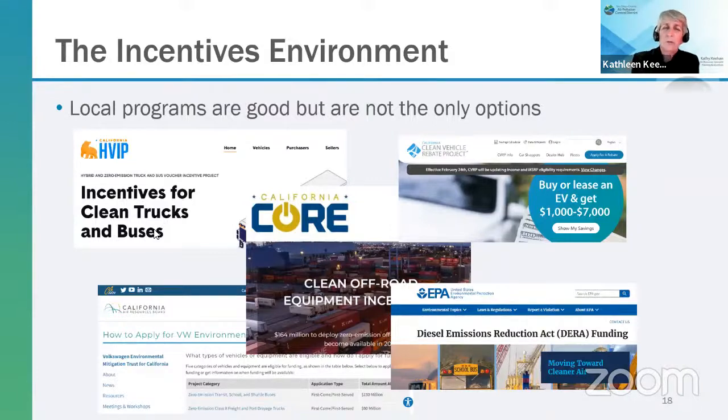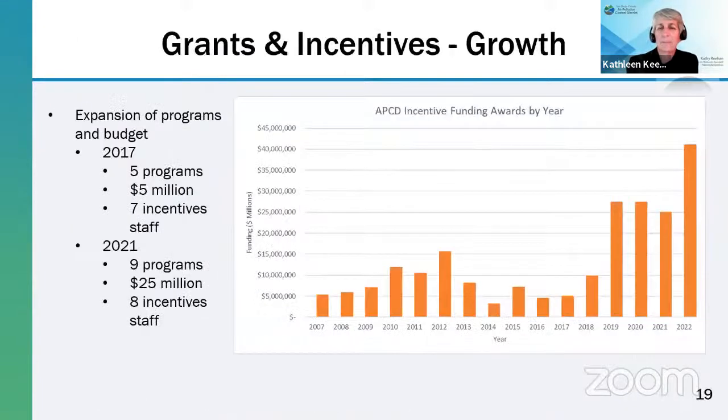The state regulatory environment also plays a role in incentive programs. As the state tightens regulatory controls on mobile sources, the definition of early and excess emission reductions will change, and this will impact our traditional incentive programs. We need to work with our partner air districts and CARB to ensure these programs will continue to serve our local communities. Next slide, please.